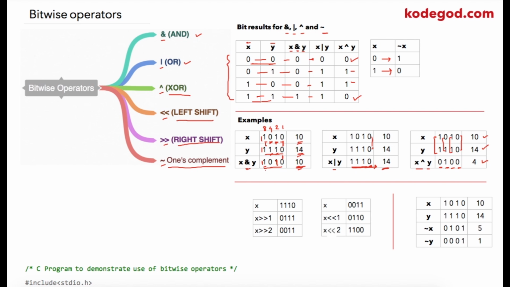Then we are going to check left shift and right shift operator. Assuming value of x to be 1110, when we apply right shift by 1, then all the bits from second position will be shifted to the right. So 1 will go here, this element will go here, this bit will go here, and this bit will go here. So our final output would be 1 1 1, and the remaining bit will be replaced with 0.